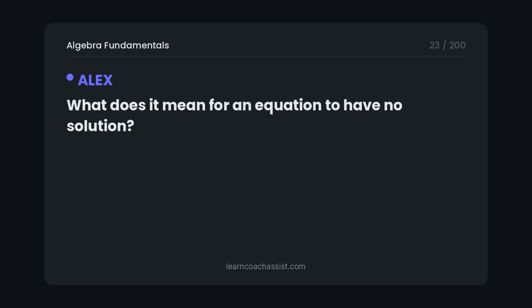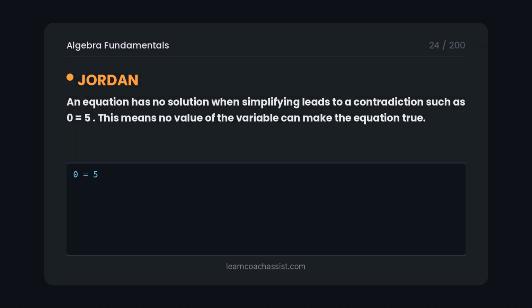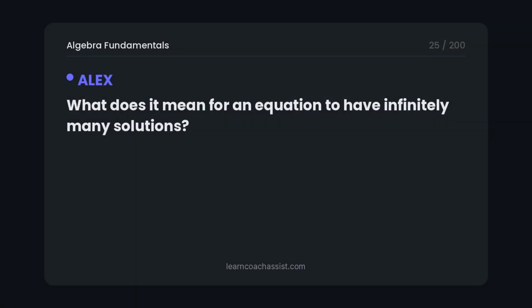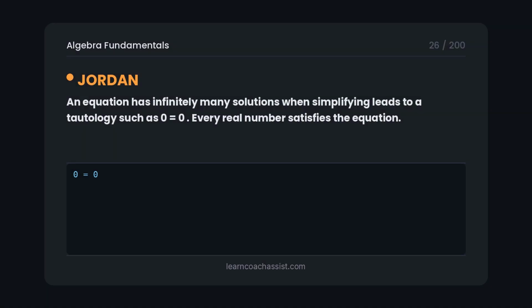What does it mean for an equation to have no solution? An equation has no solution when simplifying leads to a contradiction such as 0 = 5. This means no value of the variable can make the equation true. What does it mean for an equation to have infinitely many solutions? An equation has infinitely many solutions when simplifying leads to a tautology such as 0 = 0. Every real number satisfies the equation.